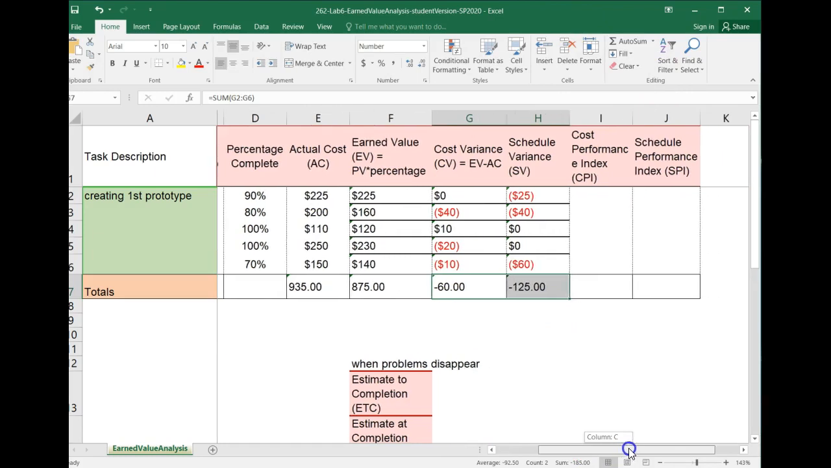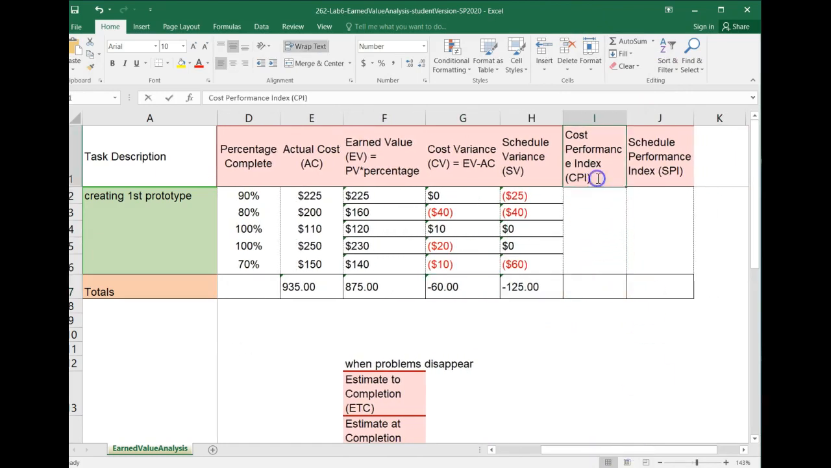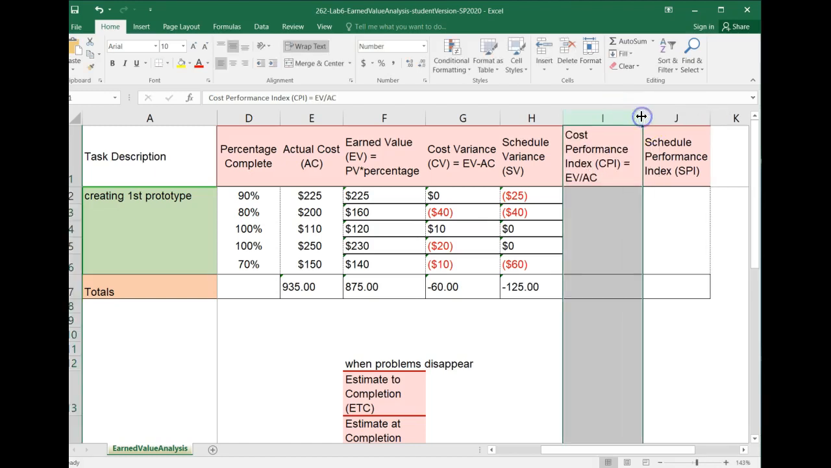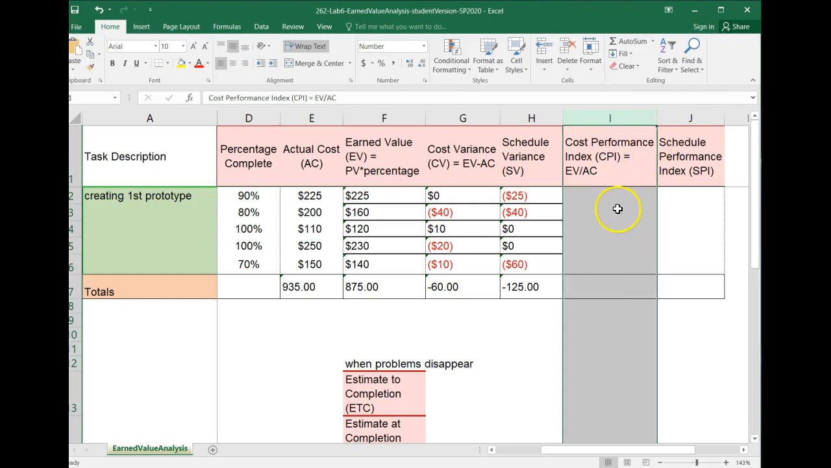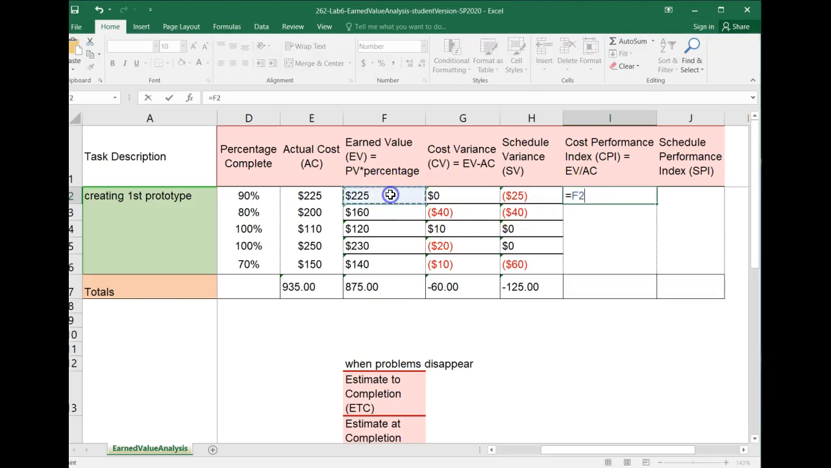Alright, and cost performance index is very similar to cost variance, but it's a unit free metric. So instead of EV minus AC, you do EV over AC. So this measure is very useful if you want to compare different tasks and different projects. So this one would be EV over AC. So if the number is 1, right on budget, less than 1, over budget, greater than 1, under budget.